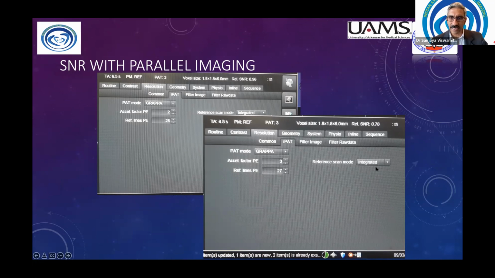Notice that the reference scan is integrated within this particular imaging time as well. Okay, so do all of you understand this? Using higher acceleration factors often results in decreased signal to noise, with the advantage of improving speeds.